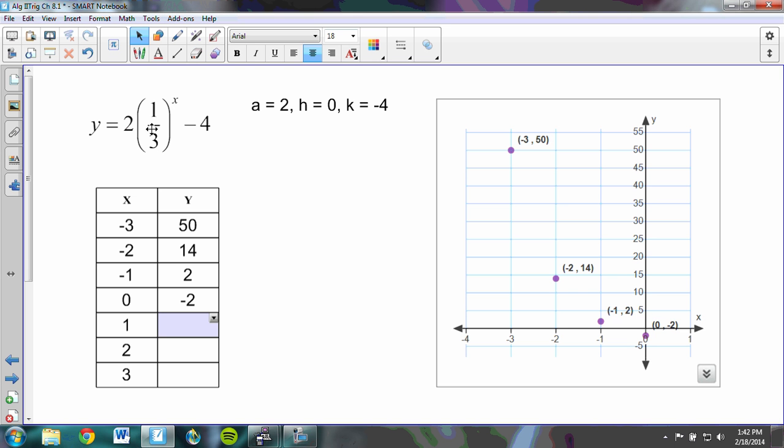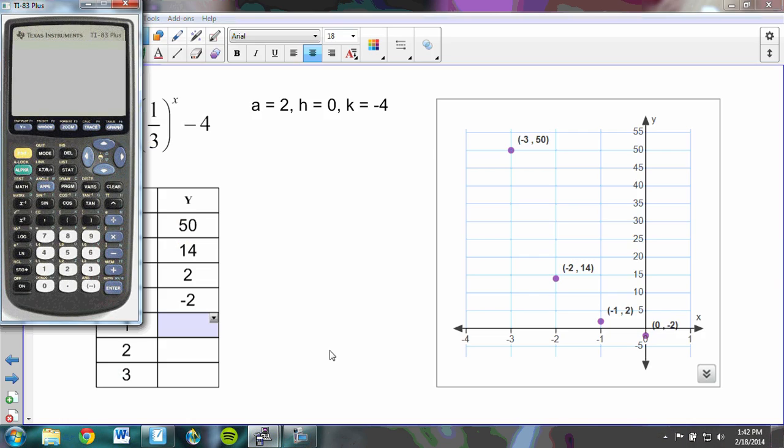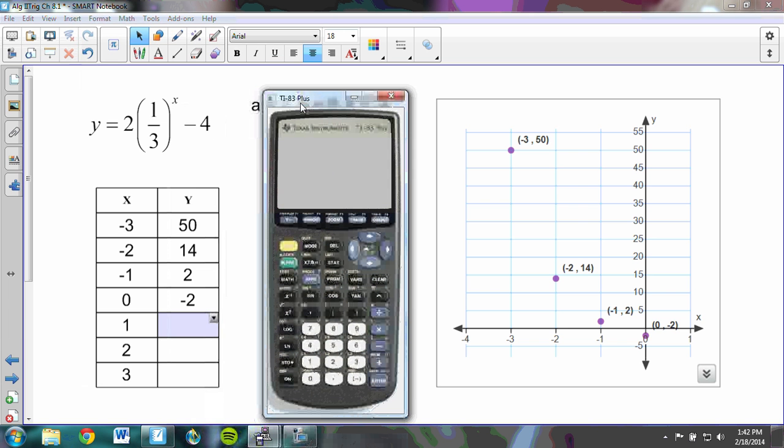Other direction, 1/3 times 2 is 2/3, minus 4. Well, at this point, I'm going to do it on my calculator. You don't really need it for this, but you sure can. I'm going to do 2 in parentheses, 1 divided by 3 to the first, minus 4. Negative 3.3.